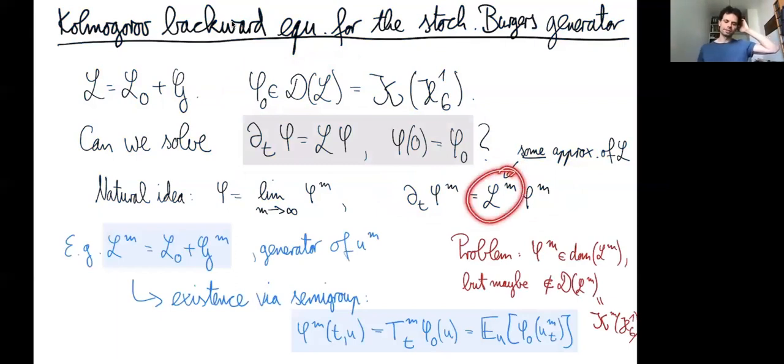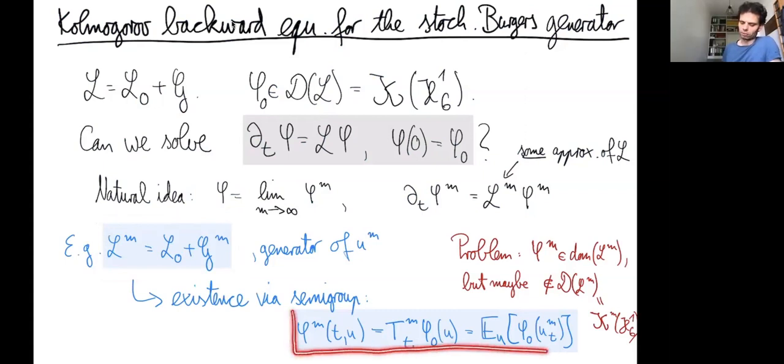And now the question is, what does some approximation of L mean? In our paper on this, we really took Lm, the operator which we also used for the construction of the Martingale problem, this Galerkin operator. And actually this gives you a bunch of problems because we said that you get existence of the equation for M through the semigroup. This is standard Markov process theory: if you have a Markov generator which generates a semigroup, then you can find a strong solution for the Kolmogorov backward equation by just applying the semigroup.